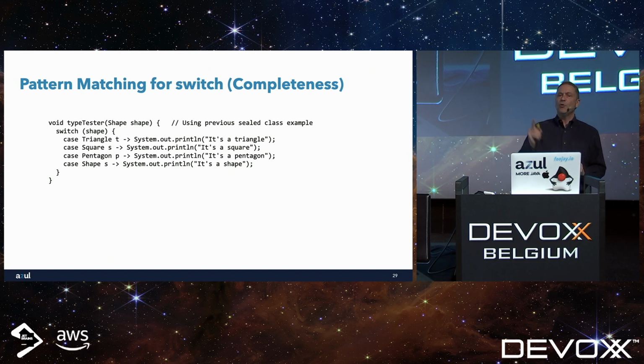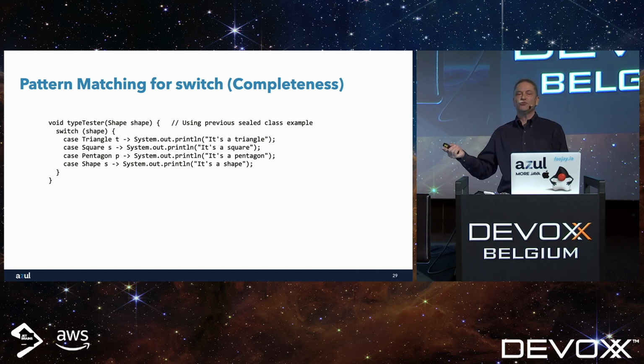A couple of you might be thinking, oh, hang on, what about the triangle where we subclassed it into an isosceles or an equilateral? But of course, that, through polymorphism, is still a triangle. So it would still be caught by the triangle case, and we didn't have to worry about that. So as long as we've got triangle, square, pentagon, shape, then we're catching everything, and it doesn't need a default.